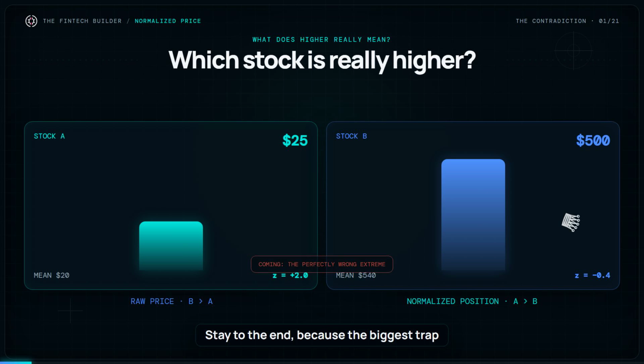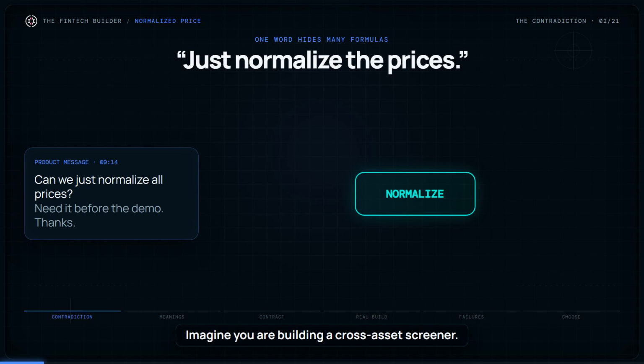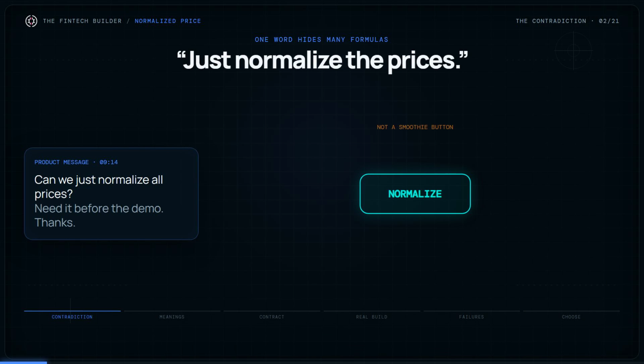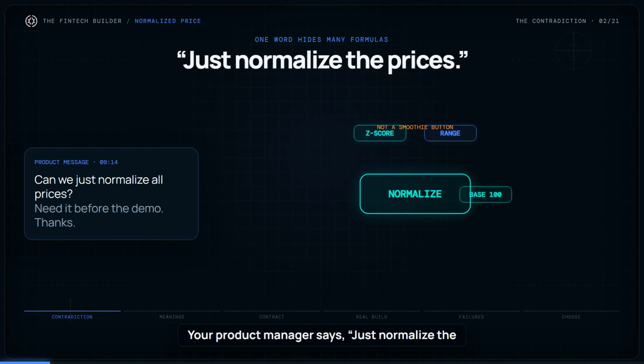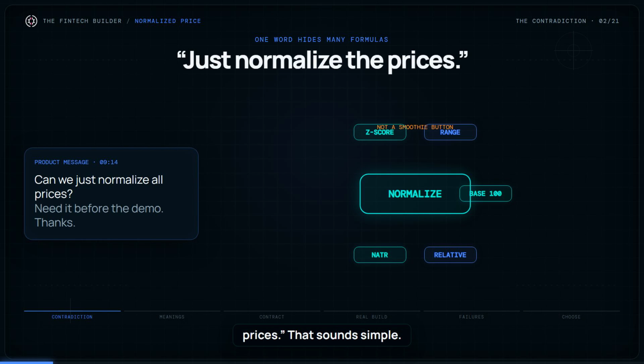Stay to the end because the biggest trap is not a bad formula. It is a perfect formula fed unadjusted data after a stock split. Imagine you are building a cross-asset screener. Your product manager says, just normalize the prices. That sounds simple. Unfortunately, normalize is not one magic button, and it is definitely not a financial smoothie setting.